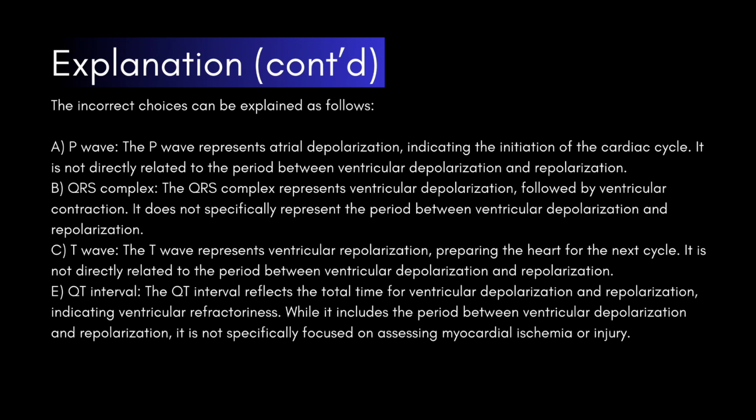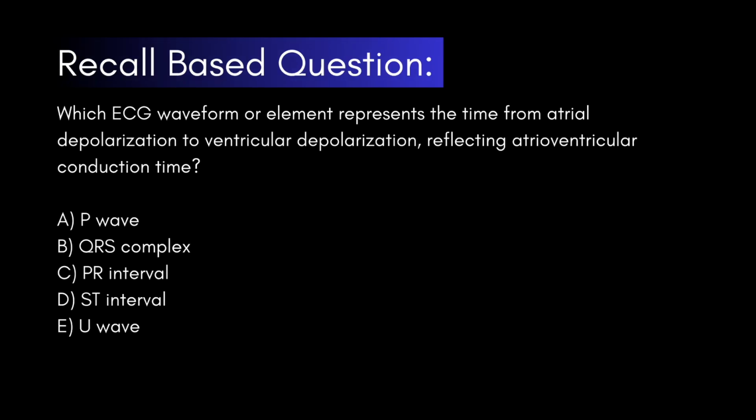T wave. The T wave represents ventricular repolarization preparing the heart for the next cycle. It is not directly related to the period between ventricular depolarization and repolarization. QT interval. The QT interval reflects the total time for ventricular depolarization and repolarization, indicating ventricular refractoriness. While it includes the period between ventricular depolarization and repolarization, it is not specifically focused on assessing myocardial ischemia or injury. Let's go ahead and take a look at another question now.